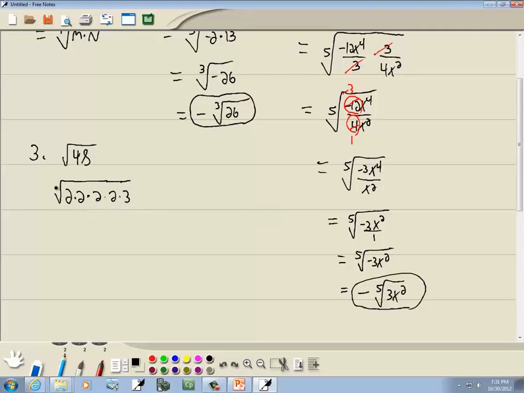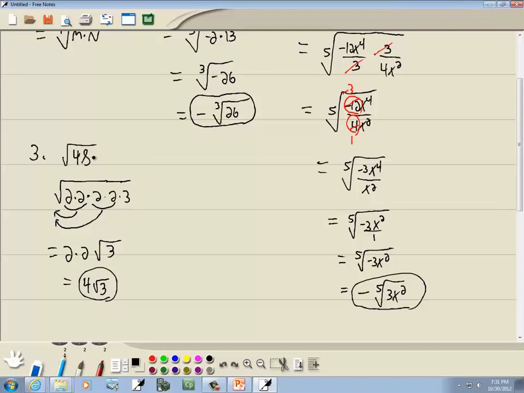Now our index is 2. There is no number in this little slot right here, so it's by default 2, square root, which means we're looking for pairs of something. Here's a pair of 2's, and here's another pair of 2's. So a pair of 2's is going to come out, and this other pair of 2's is going to come out. Now when they come out, there's multiplication in between them. So it's 2 times 2, and then we've got a 3 inside. And 2 times 2 is 4. So our answer is 4 square root of 3.